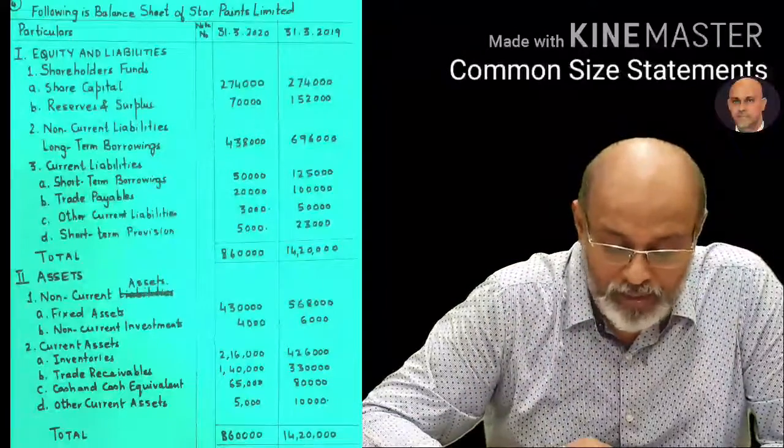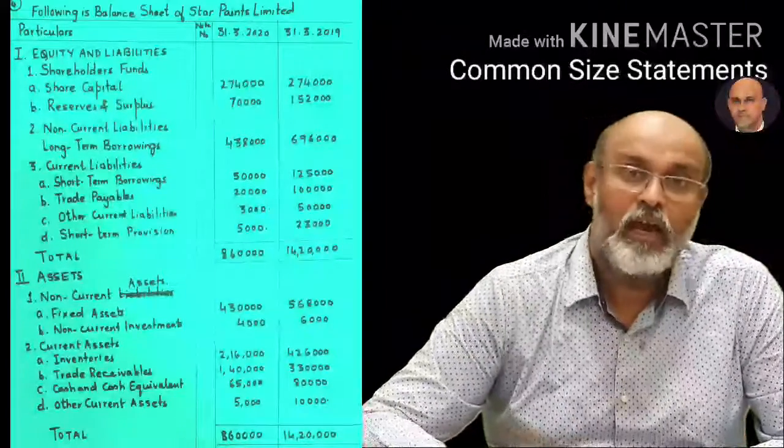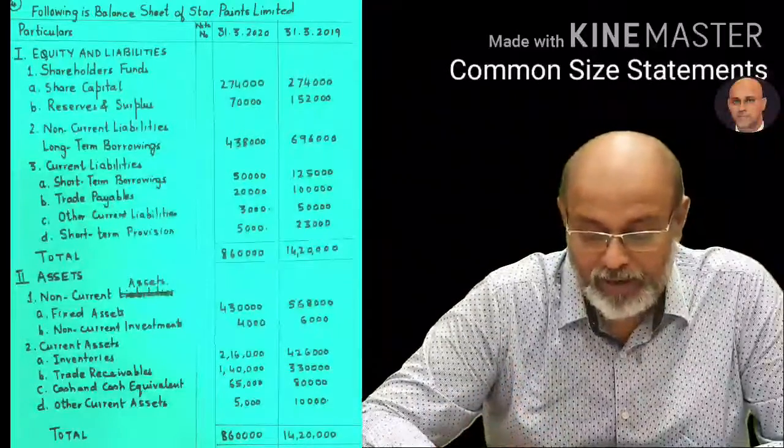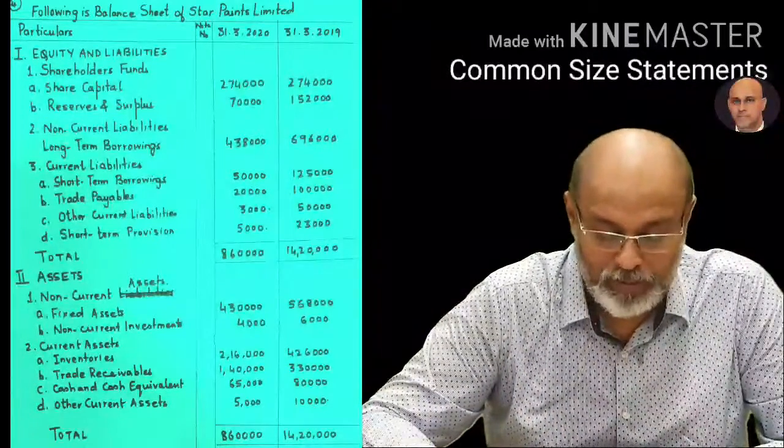So 2,16,000 divided by 8,60,000 multiplied by 100 will give you 25.12%. Your trade receivables is 1,40,000. 1,40,000 divided by 8,60,000 multiplied by 100 is 16.28%.